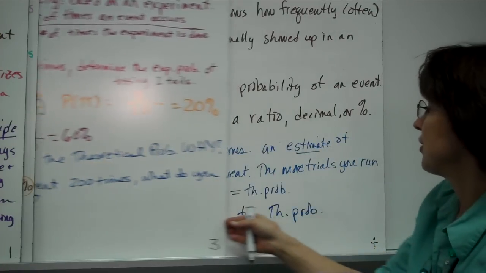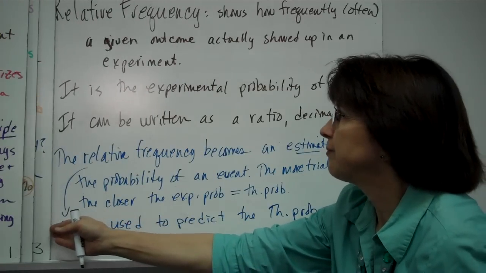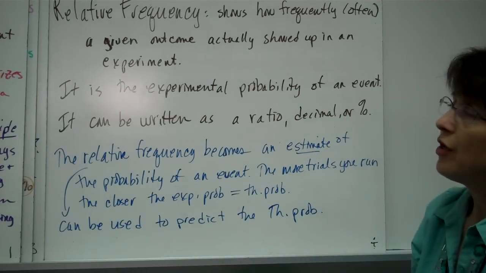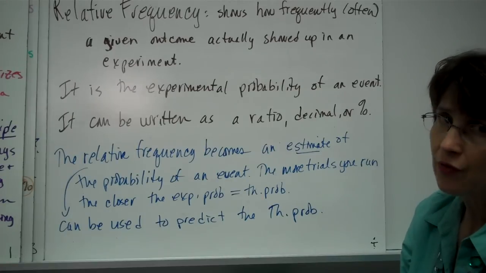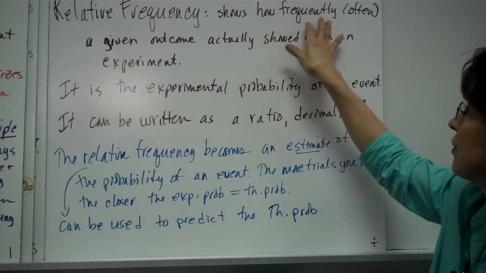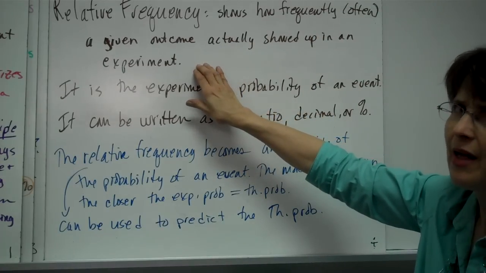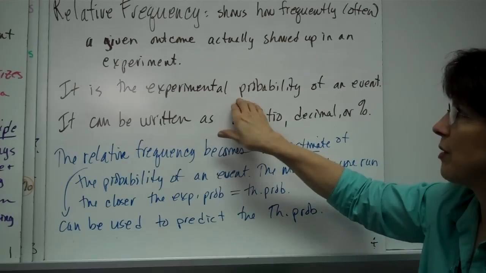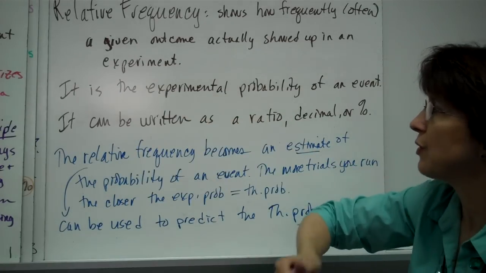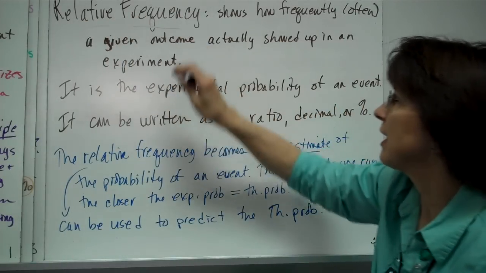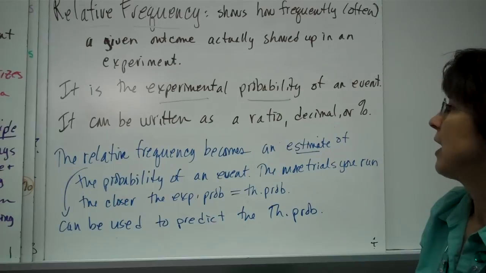All right, one last thing, some more information I want you to get down. You're going to be hearing about relative frequency. Relative frequency simply shows how frequently, or how often, a given outcome actually shows up in an experiment. That sounds a lot like experimental probability, which is exactly what it is. Relative frequency is really another way of saying experimental probability of an event.